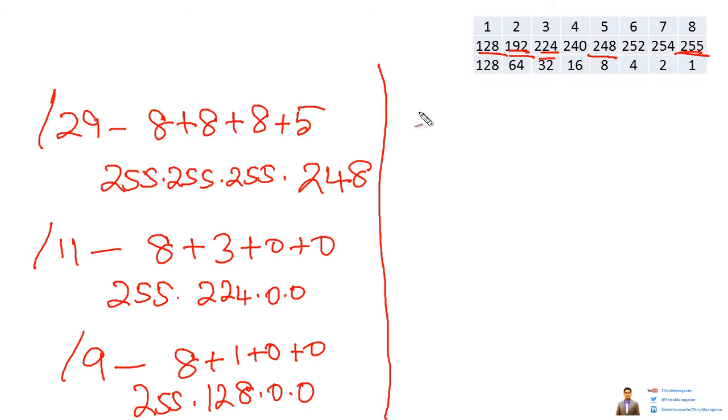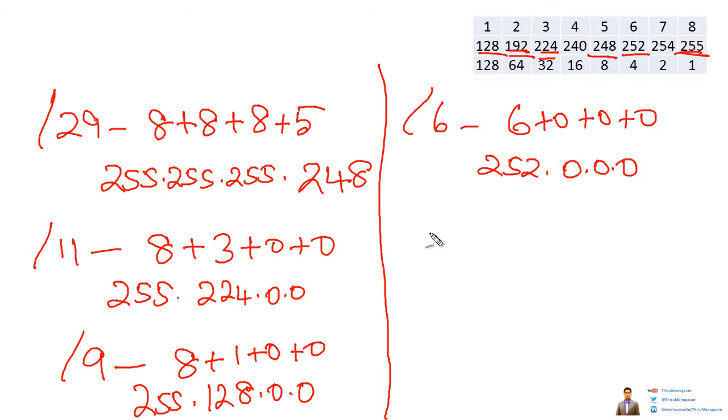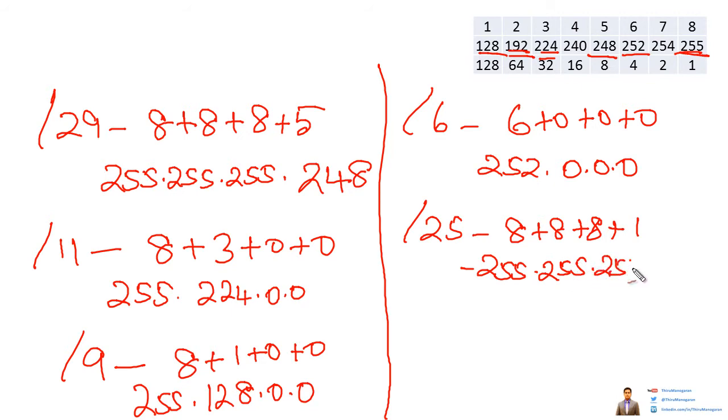Let's do a couple more. Let's say /6. How can we write 6? You can write only 6, plus 0 plus 0 plus 0. What's the value for 6 bits? 252. So that means 252.0.0.0. Let's say /25. 8 plus 8 plus 8, 24, plus 1 makes 25. So 255.255.255, and then 128.